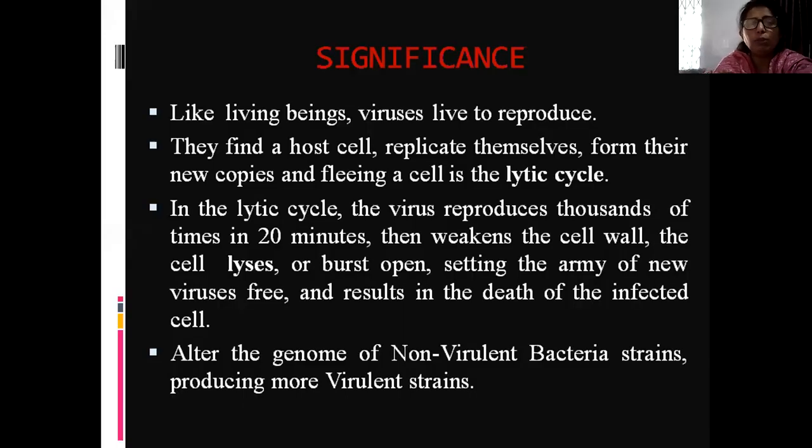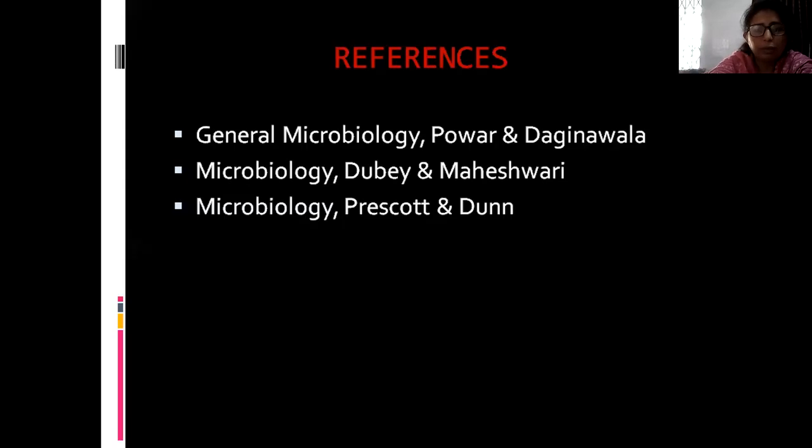What is the significance of this lytic cycle? Like living beings, viruses also live to reproduce. They find a host cell, replicate themselves, form their new copies, and flee the cell; this is the lytic cycle. In the lytic cycle, the virus reproduces thousands of times in 20 minutes, then weakens the cell wall, the cell lyses or bursts open, setting the army of new viruses free and resulting in the death of the infected cell. They can alter the genome of a non-virulent bacterial strain, producing a more virulent strain.